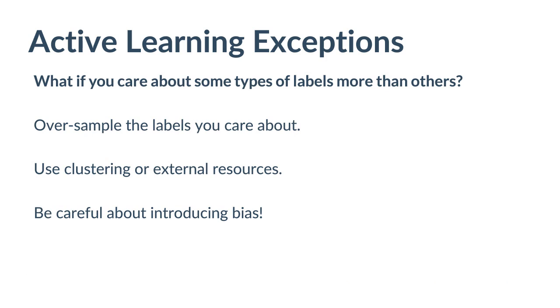And there are some additional exceptions that you might want to think about. So in a real-world situation, you might care about some labels more than others. And so active learning can be a good way that if it's the playoffs for basketball coming up and you want your model to be more accurate for basketball, you'll oversample the labels that you care about. But again, making sure you're employing a variety of active learning techniques to ensure you still have diversity and you're being careful about introducing bias into your model, as well as the examples I showed of using clustering or external resources.